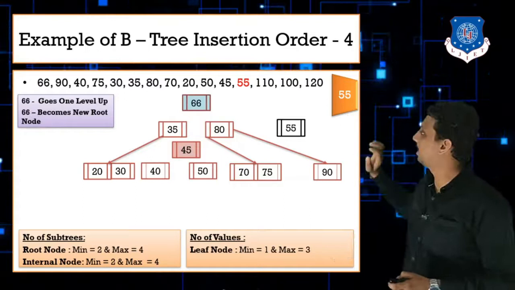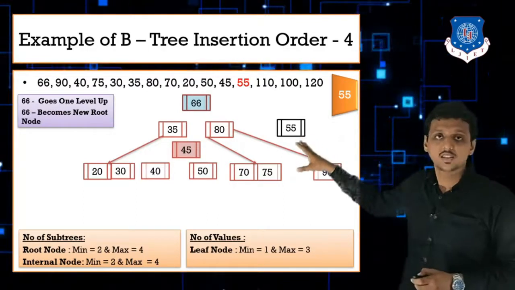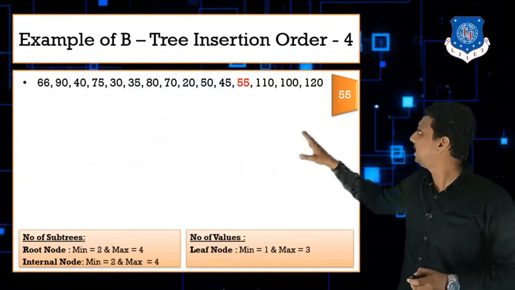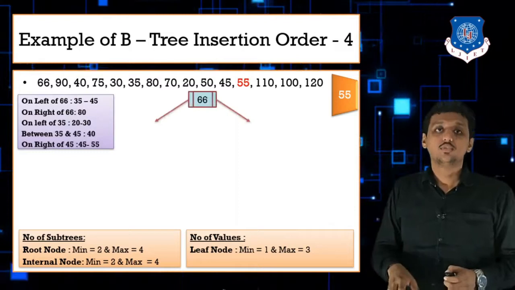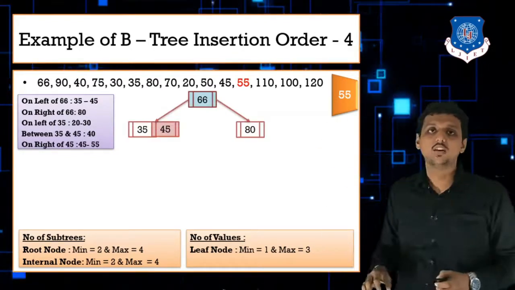66 will go one level up. So now see the situation. On the left side of the 66, students, you may have 30 and 45. On the right side of 66, you may have 80.